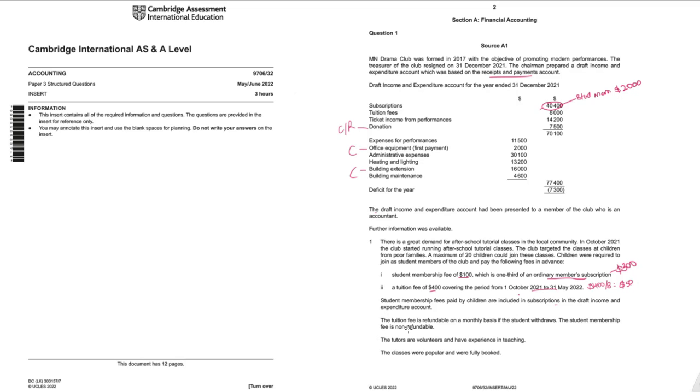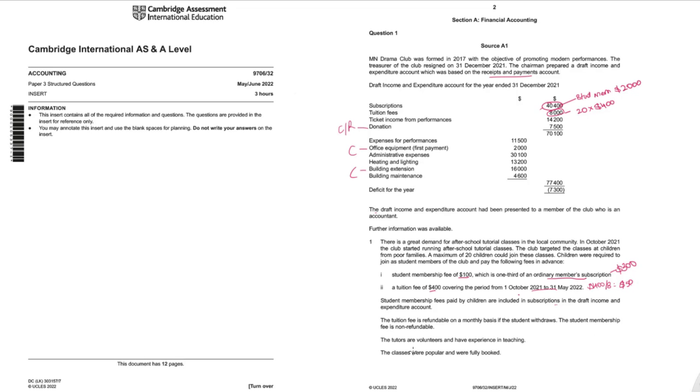Okay. And the tuition fees is refundable on a monthly basis. The tuition fees that you see here, 8,000, 20 students had joined and each student had paid $400 as per adjustment number 1. So that gives us 8,000. Fine, that is also matching. Then the tuition fees is refundable on a monthly basis. If the student withdraws, student membership fees is non-refundable.